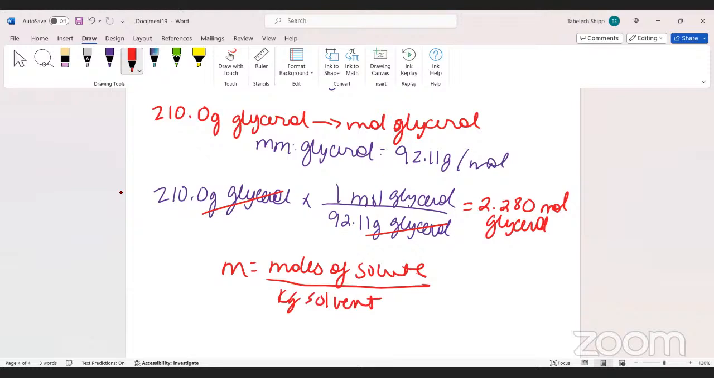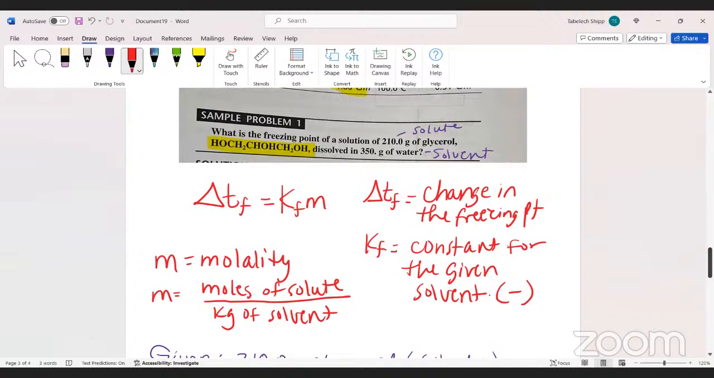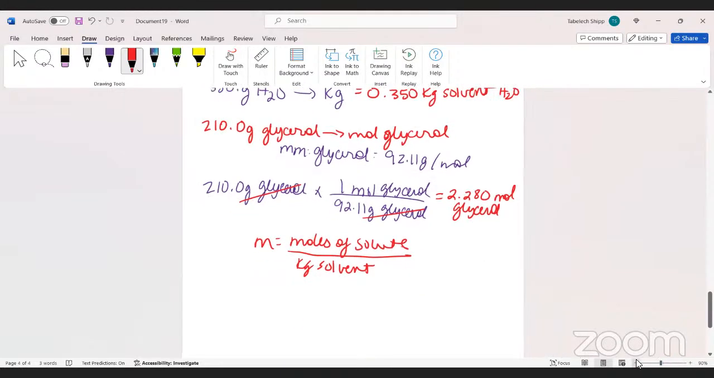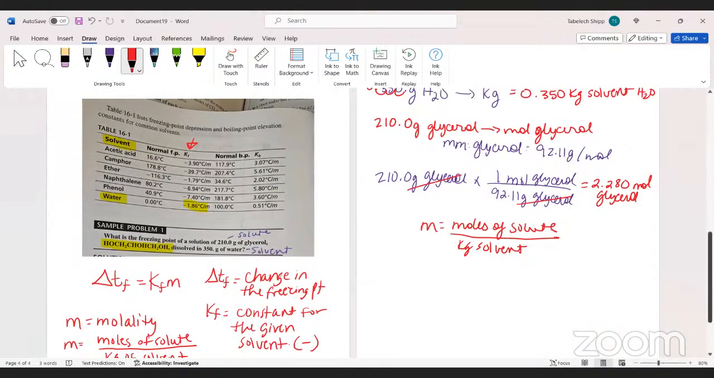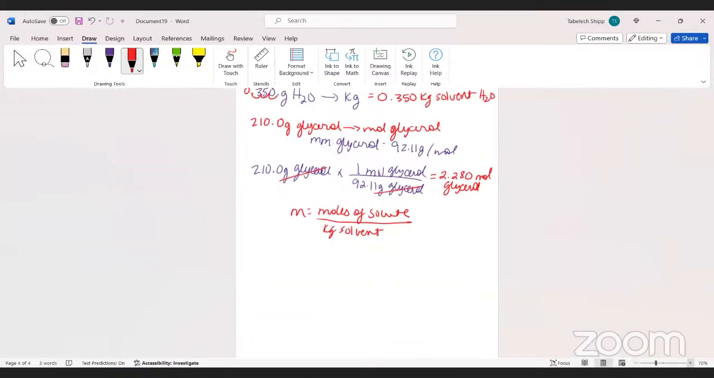Now, we can do this one of 2 ways. Because they're asking me to find the freezing point, and this is our formula right here, I can actually plug the numbers into this formula. I'm going to take the formula I wrote, delta TF equals KF times the molality, and work it out in one swoop, rather than doing multiple steps. I'm also going to put the problem side by side so you all can see the steps I'm going through to do this problem.